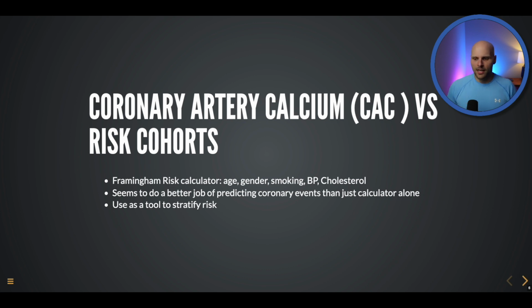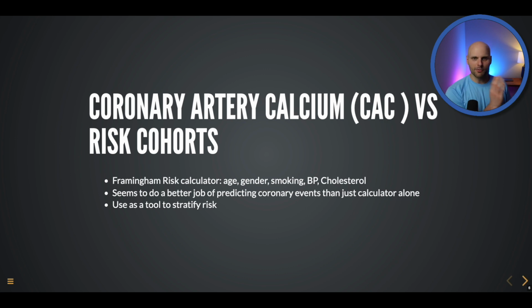That's what those mean. And what they looked at here, and there have been multiple studies, shows that the CAC might actually do a better job of predicting coronary events than just the calculator alone. And that kind of makes sense, right? It's intuitive. A calculator is just a calculator. It's just going off numbers on a person. Every person is unique and individualized, right?